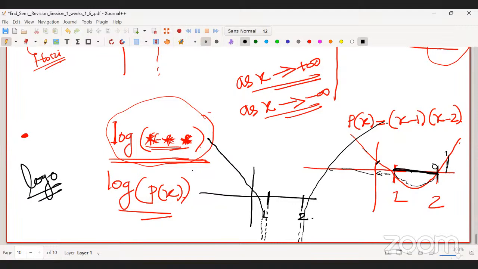So you just need to know this graph of p of x and the roots of this polynomial. The roots of this polynomial will give you the vertical asymptotes.